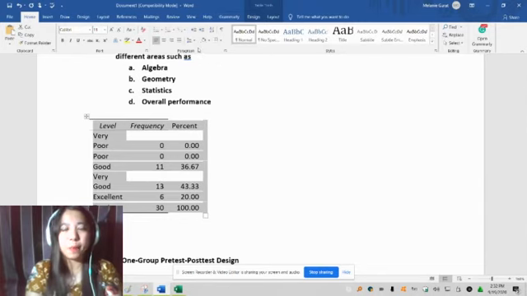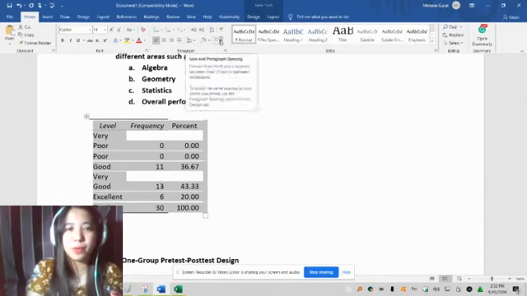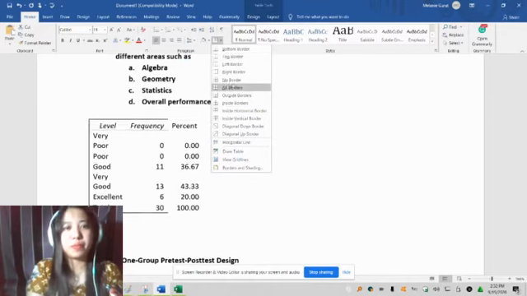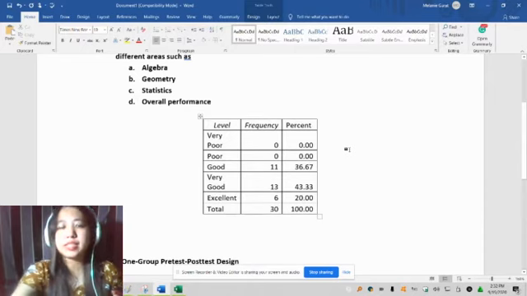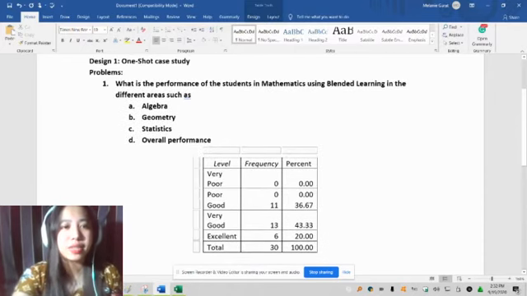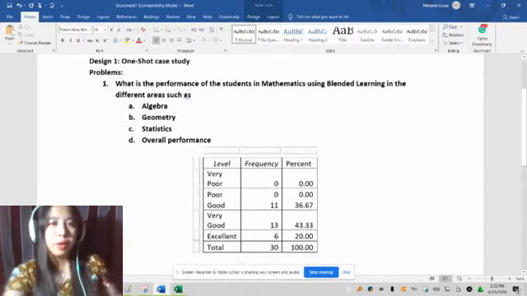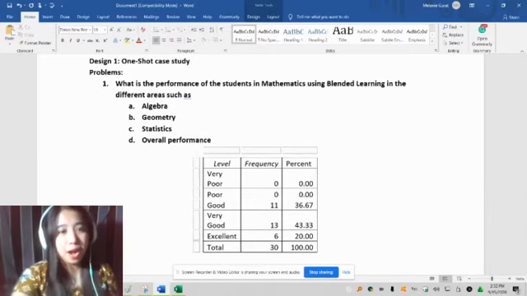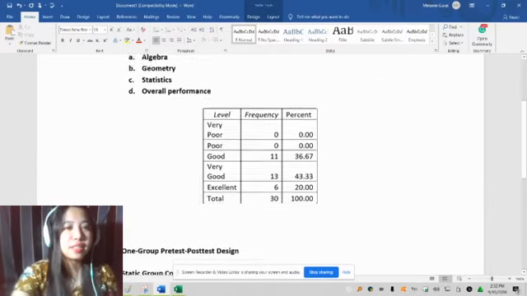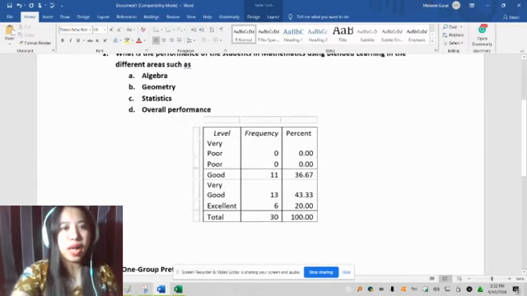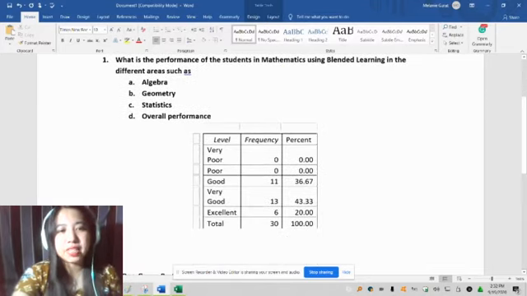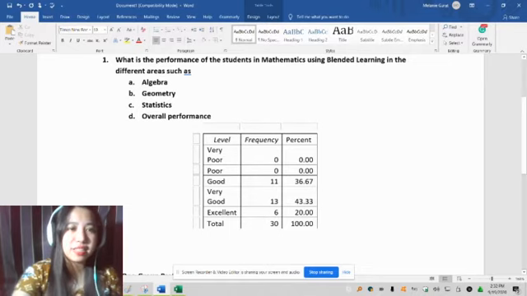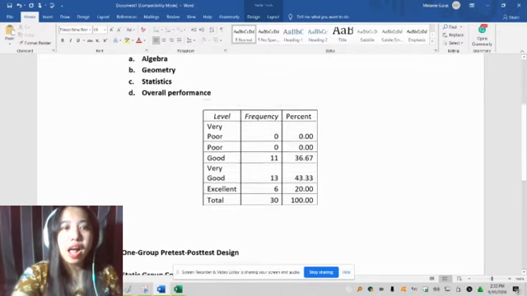What is the performance of the students in terms of the overall performance? So your task is, of course, to continue this by also answering how about the performance of the students in algebra, in geometry, and in the statistics if you want to do that. So in doing so, you can determine that the effect of blended learning maybe is higher or better in statistics than geometry or in algebra.